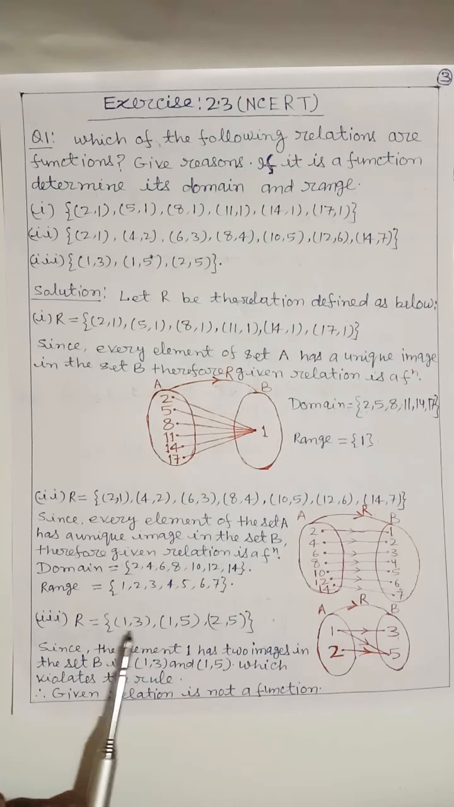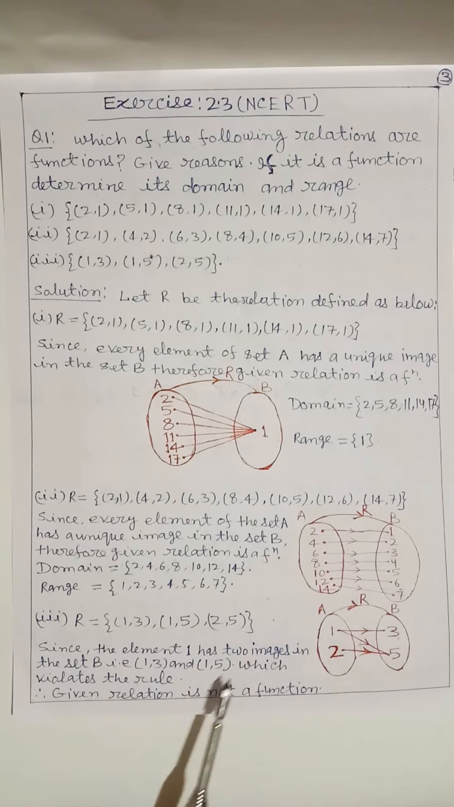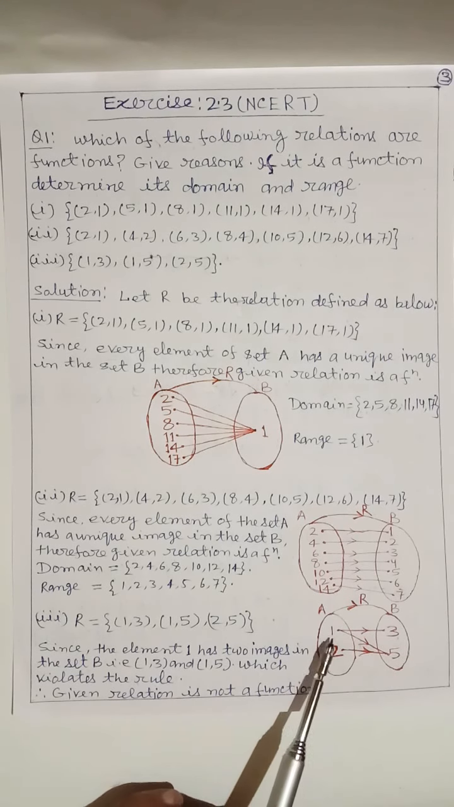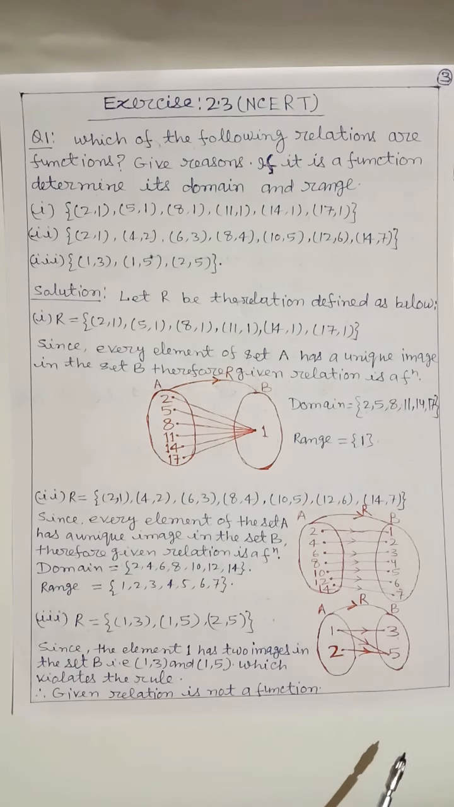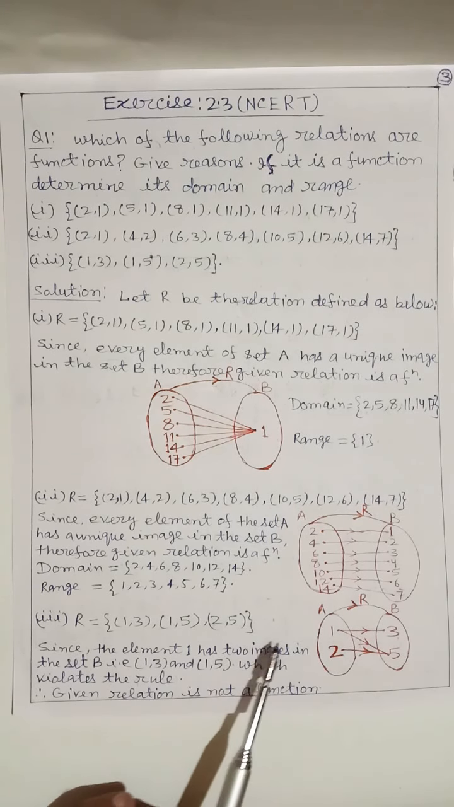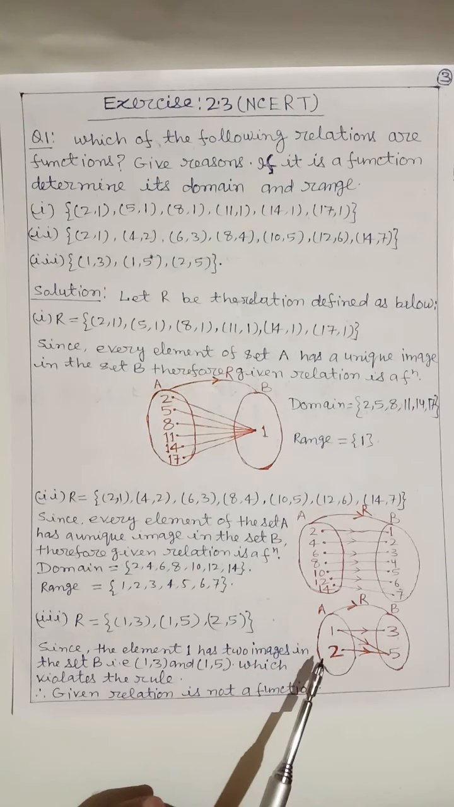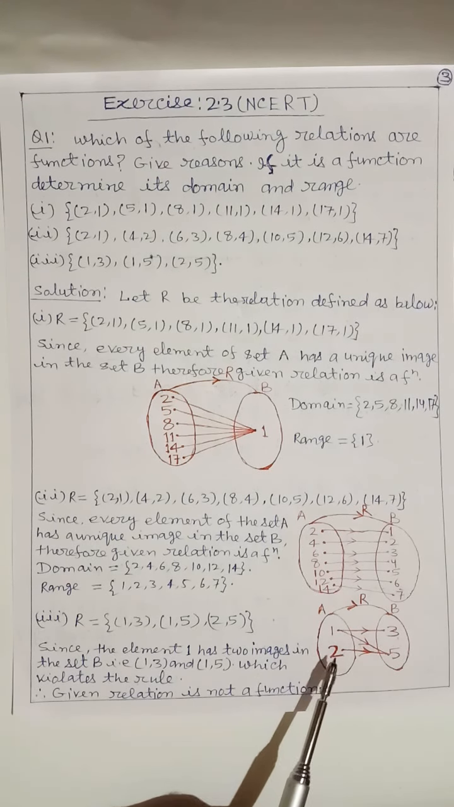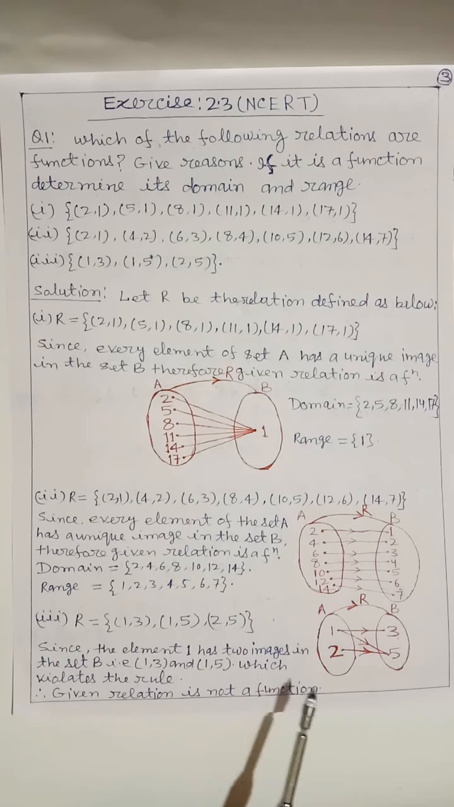Third, R is equal to {(1,3), (1,5), (2,5)}. Dear students, here element 1 has two images in the set B, that is (1,3) and (1,5). So it is not a function because this violates the rule. So the given relation is not a function, and since it is not a function, the domain and range cannot be defined.